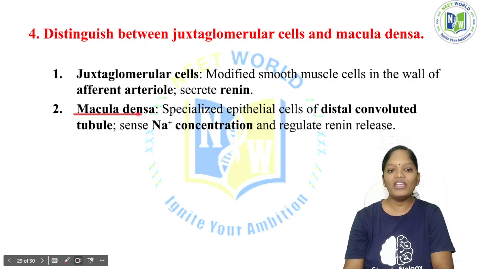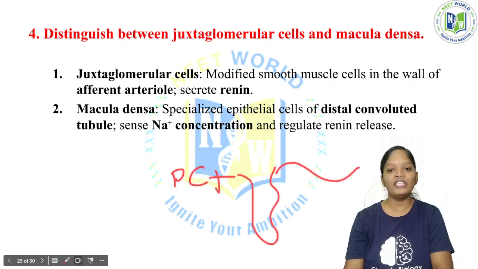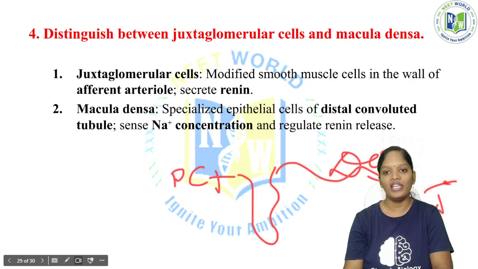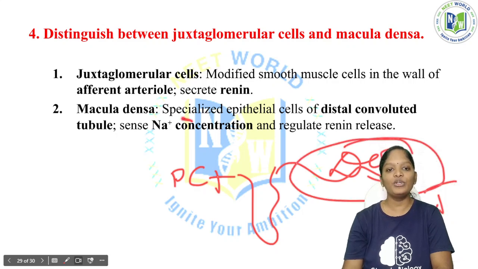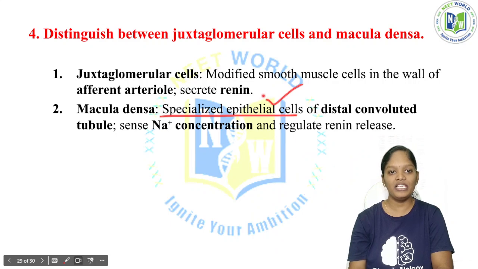The macula densa is made of specialized epithelial cells present in the distal convoluted tubule, the DCT. In the nephron we have the glomerulus with Bowman's cup, the PCT or proximal convoluted tubule, the loop of Henle, then the distal convoluted tubule, and after that the collecting duct. In the distal convoluted tubule we have specialized epithelial cells called the macula densa.